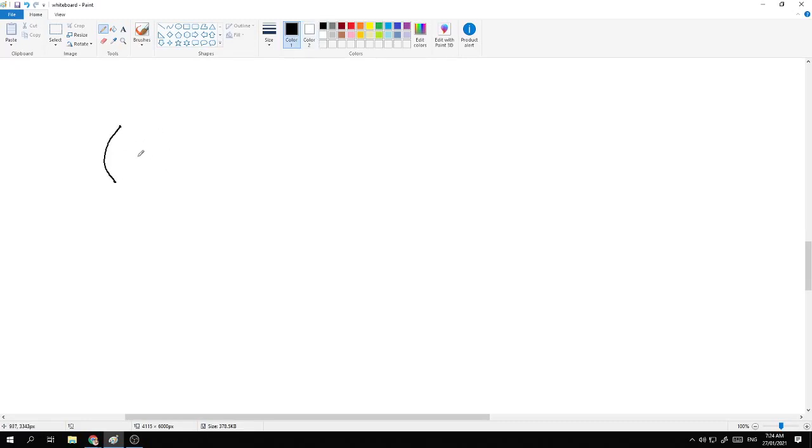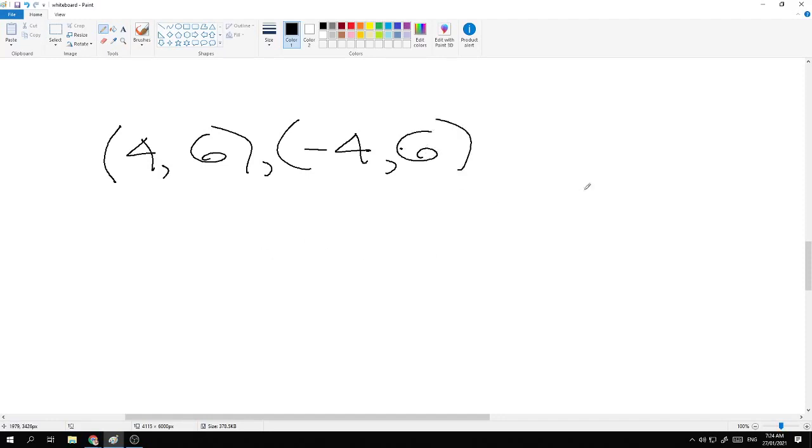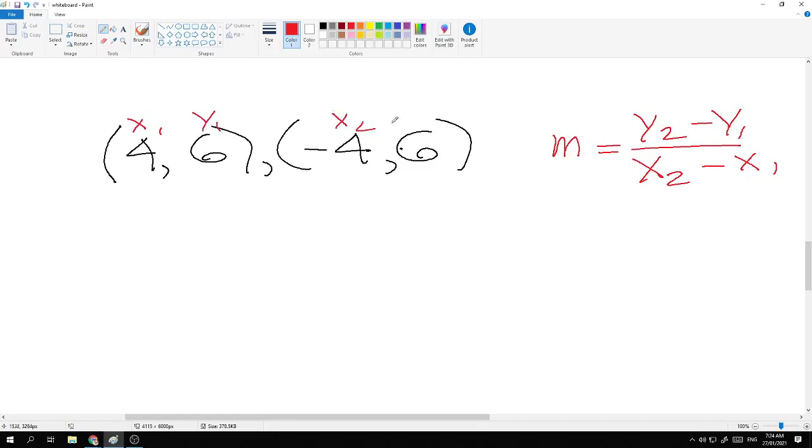What if I'm going to give you 4 and 6, negative 4 and 6. So take note of the formula for the slope. The formula for the slope is m is equal to y sub 2 minus y sub 1 over x sub 2 minus x sub 1. This is x sub 1, y sub 1, x sub 2, and this is y sub 2.